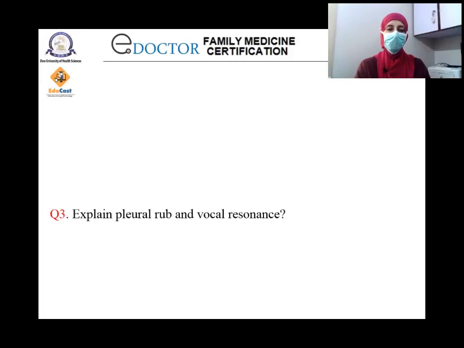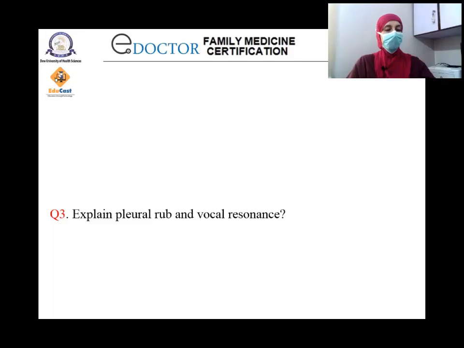Explain pleural rub and vocal resonance. Okay, so that's an easy one. Pleural rub is basically the sound that we can hear on auscultation of the chest, that is created when the two layers of the pleura rub against each other, and there's a certain amount of friction between the two. This can happen in any condition that is inducing inflammation of the pleura. So it's basically kind of like saying that they get opposed to each other, so the hypothetical space that exists is actually obliterated. Then we come to vocal resonance.